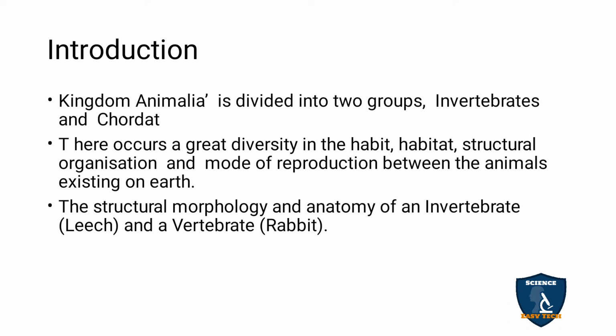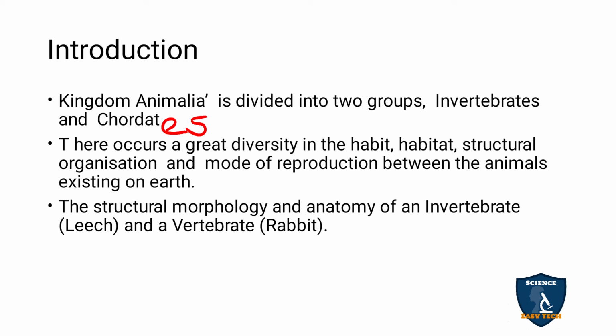The animal kingdom is divided into two groups, invertebrates and chordates. Here E is missing, so you put ES. Invertebrates don't have a backbone. Chordates have a backbone. There is a big diversity in habitat, structural organization and mode of reproduction between the animals existing on the earth. So there is a diversity among living organisms.